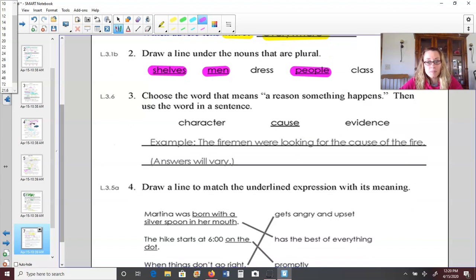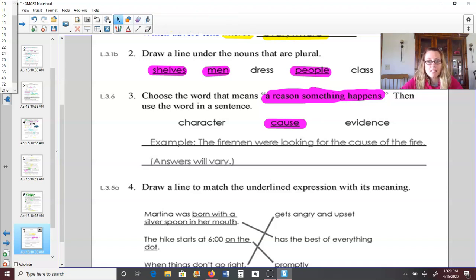Number 3, choosing a word that means a reason something happens. So why something happens. Is that a character, cause, or evidence? We know from cause and effect that the cause is the reason something is happening.